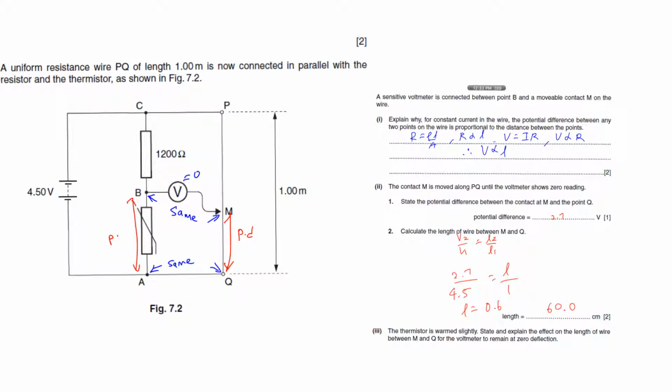Now since your cell here is 4.5 volts, you can assume that this side is positive, so this is 4.5, this is 0. So 4.5 volts, 4.5 volts, 4.5 volts, 0 volts, 0 volts, 0 volts. Why? Because there are no resistances in between. So can you see that since this potential is the same as this, and this 0 and 0 are the same, can we then say that the PD across the thermistor here must be equal to the PD across the MQ. So that is the conclusion.